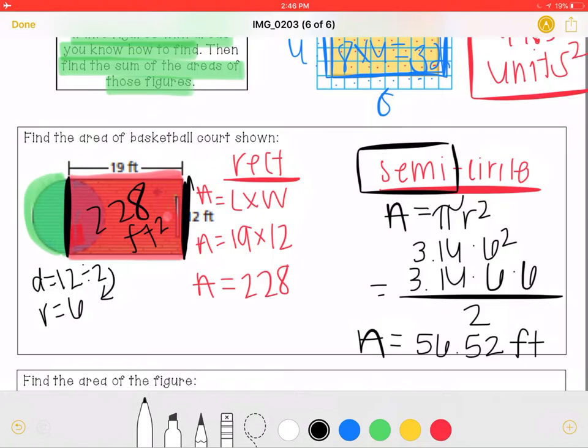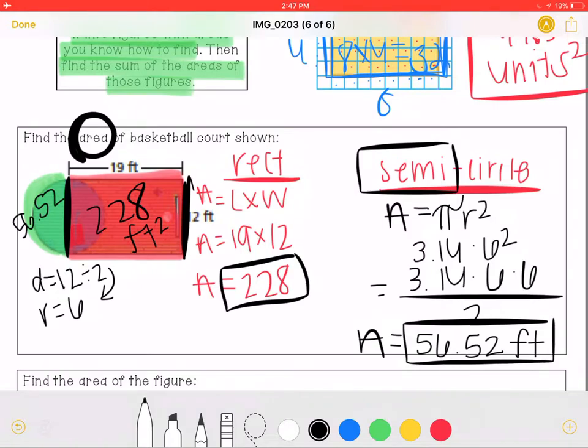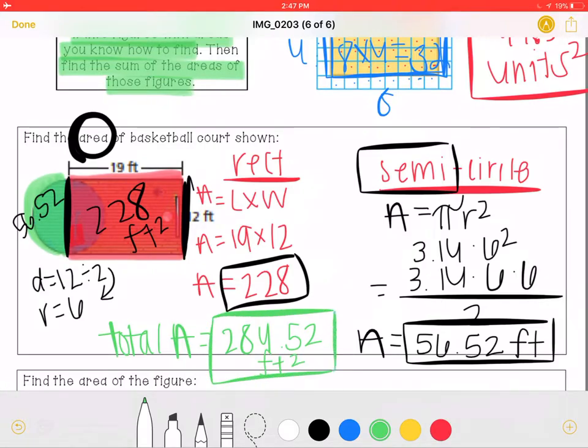I want to find the total area of that entire basketball court. So I'm going to take the area of each separate shape, and to find the total, we just add them together. So add 228 plus 56.52. Our total area should equal 284.52 feet squared. Now we have our final answer.